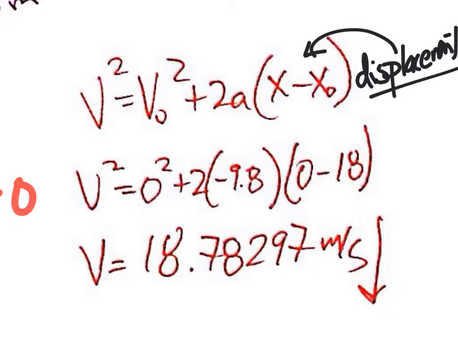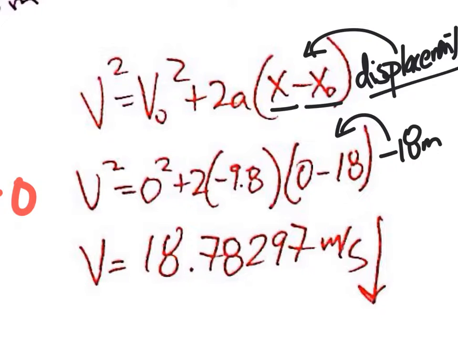Displacement, sorry, that's a little messy, but I know this whole x sub 0 and x can get confusing. Know that this whole term is displacement, and so notice how we get a negative 18 meters as her displacement because she is moving downward. She ends up below where she starts.